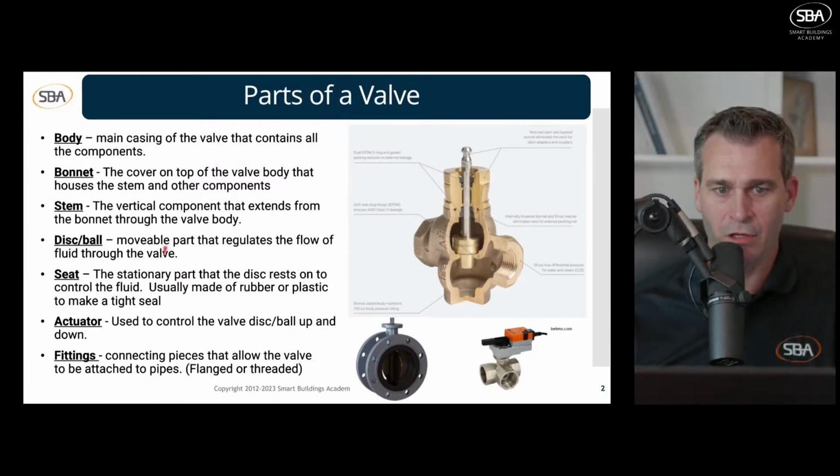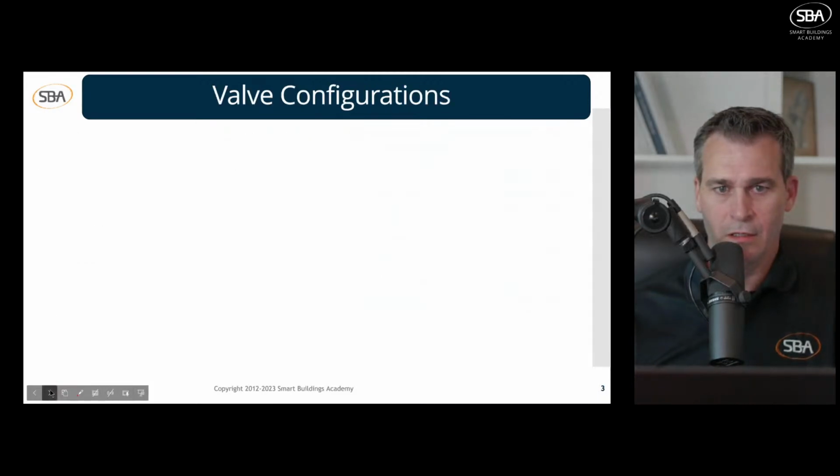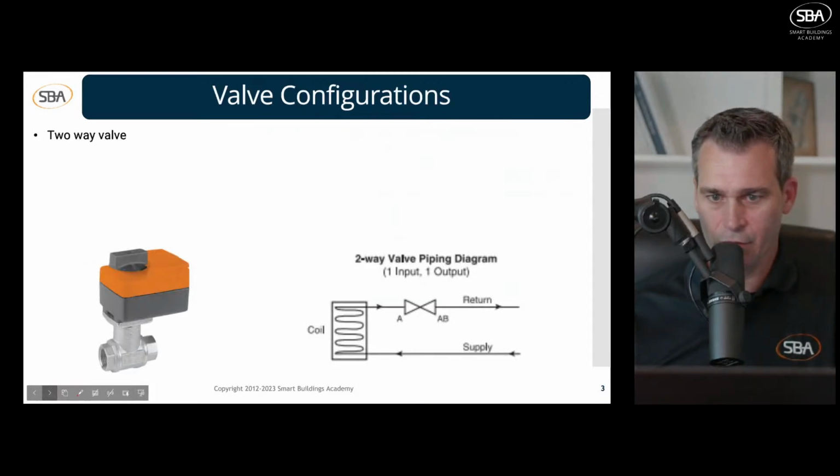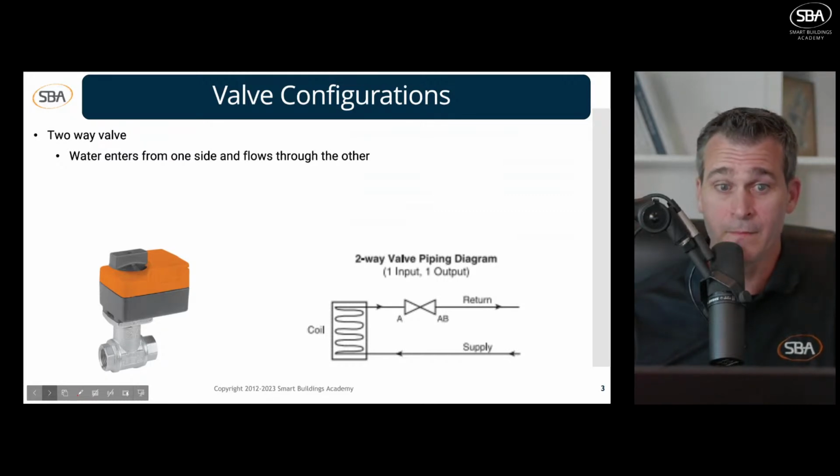This is good to know whenever we're sizing a valve, just to be aware of these different parts and pieces. Now let's talk about different valve configurations. We've got the two-way and we can go three-way. The two-way valve's pretty simple. Actually, it's really simple. Water enters from one side and flows through the other.